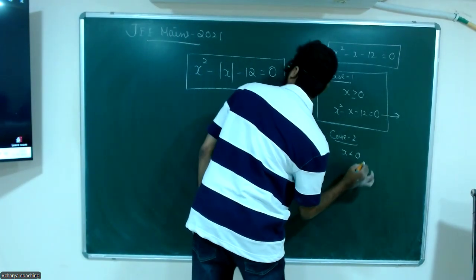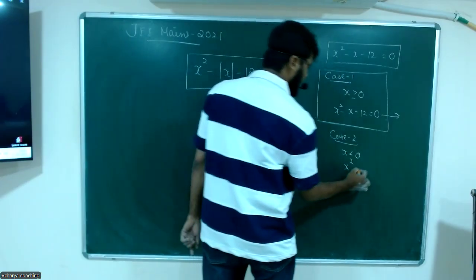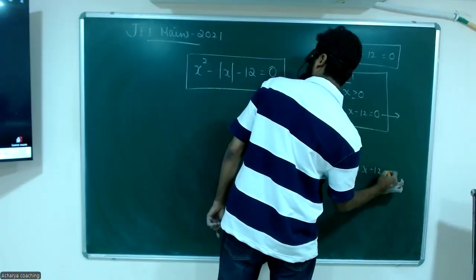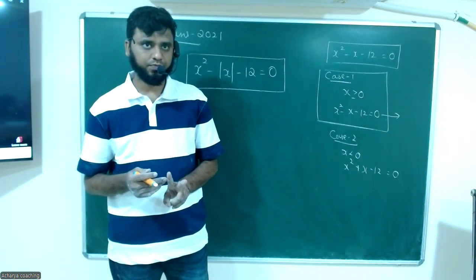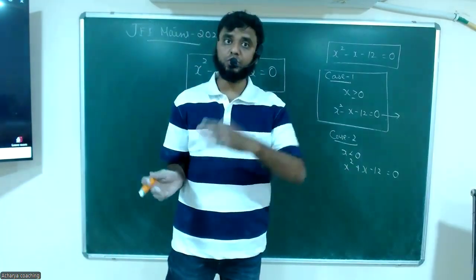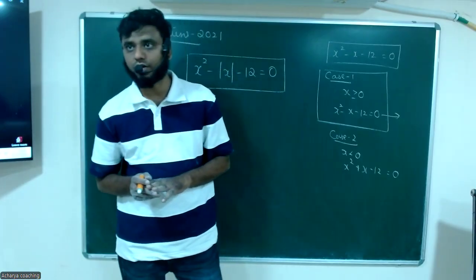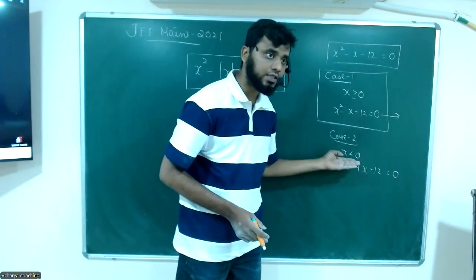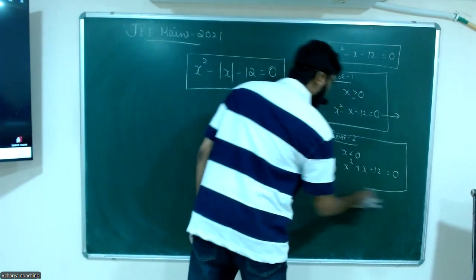I'll be taking x less than 0. In that case, x square minus of minus, which will be plus x, minus 12 equal to 0. From this also, you'll be getting two solutions. If it is positive, you have to reject. If it is negative, you can include that in the solution. Clear or not? Because the initial condition we have taken is x less than 0. This is method 1.